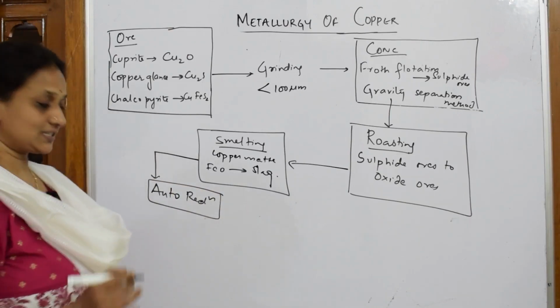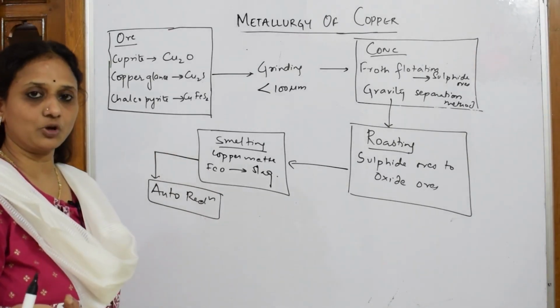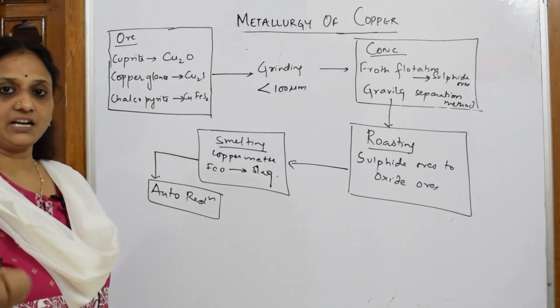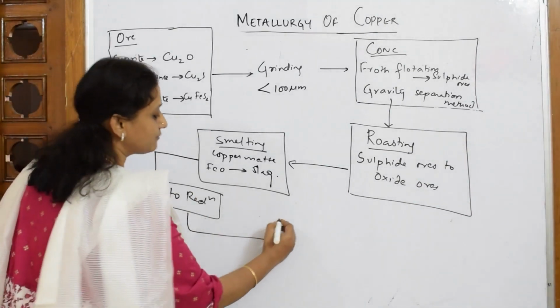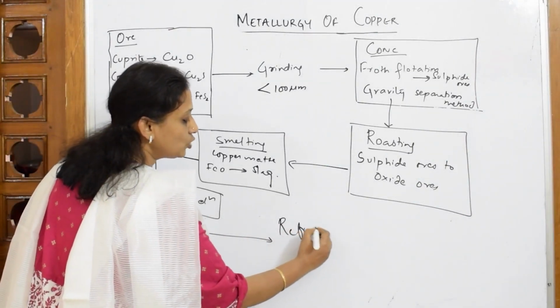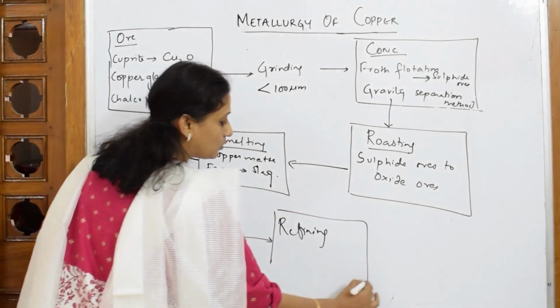Once auto reduction is done, what we get is 95% copper, and that 95% copper is taken for refining. There are two methods of refining for copper. What are the two methods?